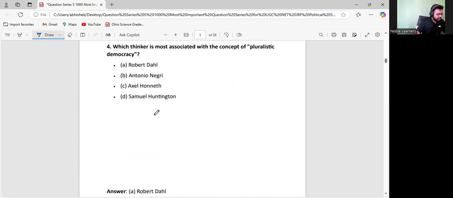Now let us go to question number 4. This is also a very important concept. So here it is asking who is most associated with the concept of pluralist democracy. So the concept of pluralist democracy was given by Robert Dahl. This is very important. Remember this.